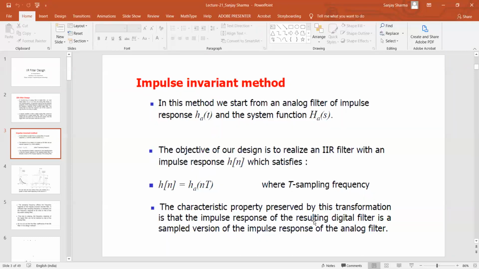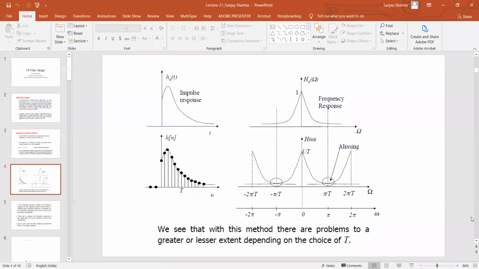The characteristic property preserved by this transformation is that the impulse response of the resulting digital filter is a sampled version of the impulse response of the analog filter. I discussed this yesterday. This is the impulse response of the analog filter, the frequency response of the analog filter, and the sampled version of the impulse response. Once you take the sampled version, the digital spectrum will repeat with a period of 2 pi.